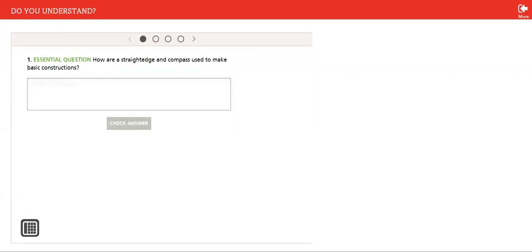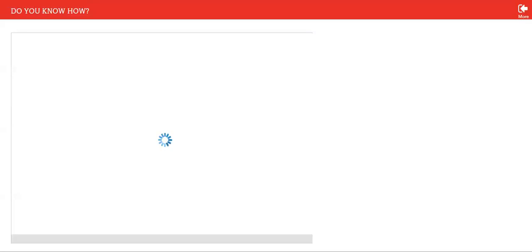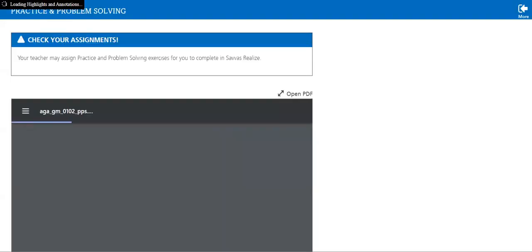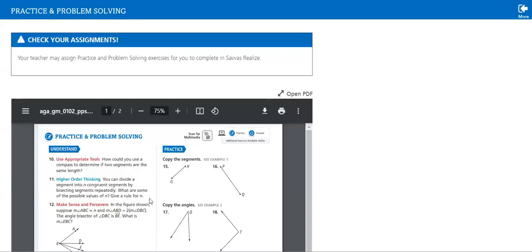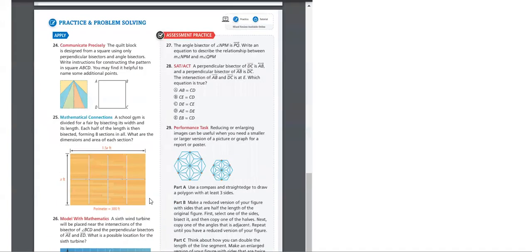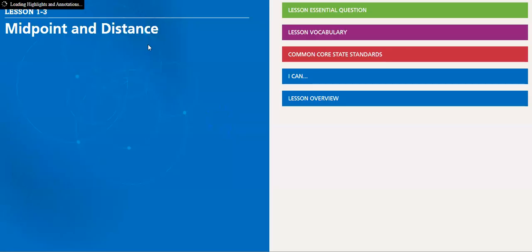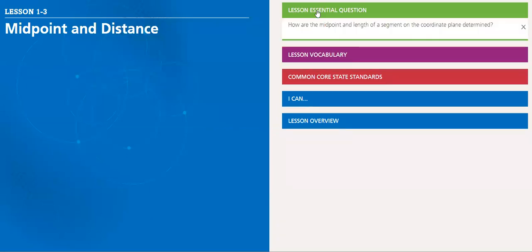We will check the answer. You have to fill it in. And then Do You Know How? As you can see, it's an interactive tool that you can use to solve. And then the practice and problem solving here. Also another set of questions that you can easily solve, hopefully. It's going to be easy. And then the last lesson in this topic, which is the midpoint and distance.